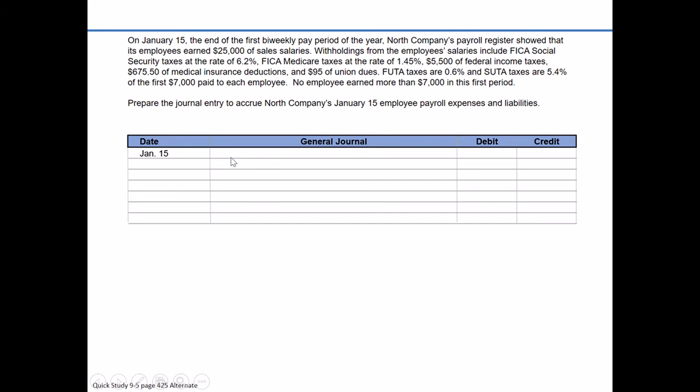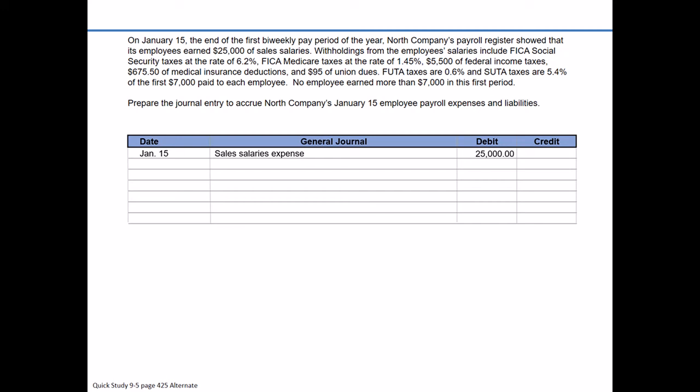A logical starting point is to record the total cost or expense with a debit to sales salaries expense. Keep in mind it's related to sales salaries. The total cost or expense is going to be debited for $25,000. Now you recall that I said we don't yet pay it, so we can't credit cash. So you think our next step is to go ahead and credit salaries payable for $25,000 because we need to show the liability that we eventually owe this to the employees.